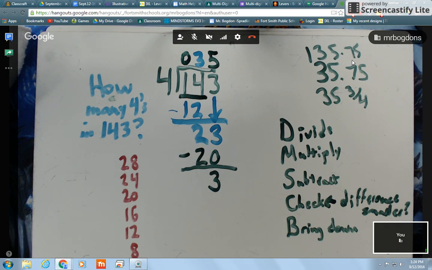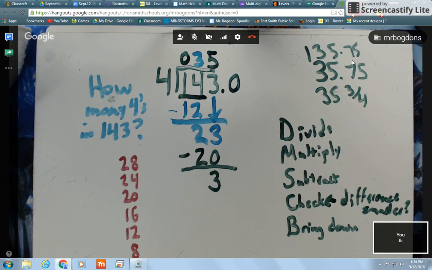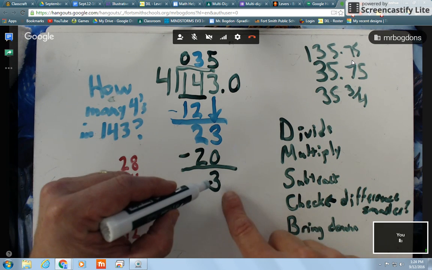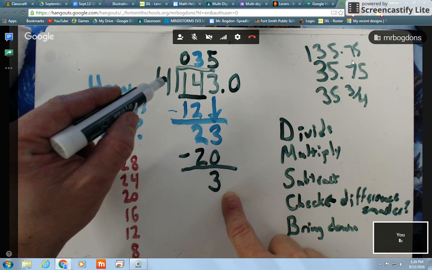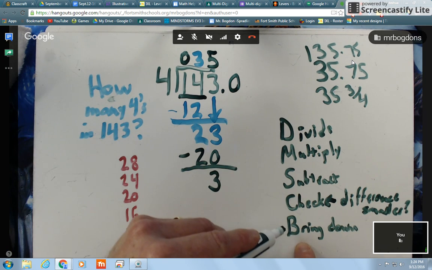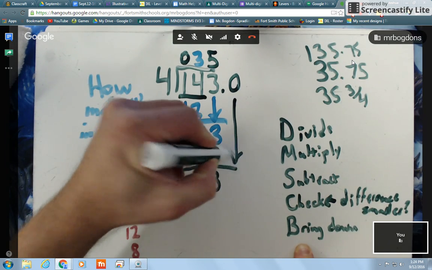How could I continue to find an exact answer? What do I need to add to the 143? Yes, Jakaya? A decimal. And after I add a decimal, I can add zeros all day long, and I still have 143, right? Okay, so now I'm checking to see, is my difference smaller than my divisor? Is 3 smaller than 4? Yes. All right, so now I'm on to my burger. I had cheese, now I need my burger. Bring it on down.